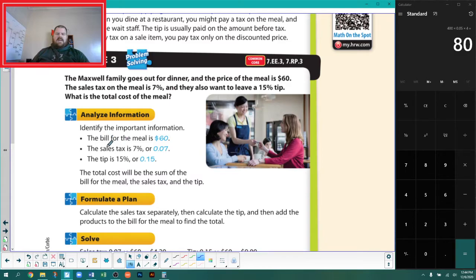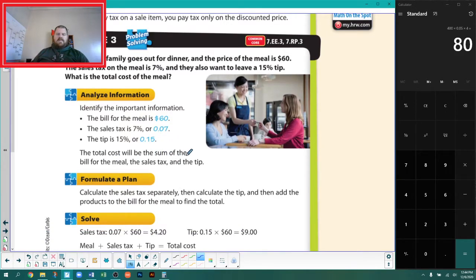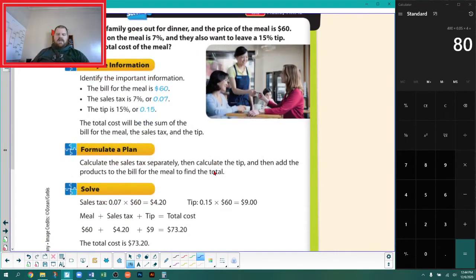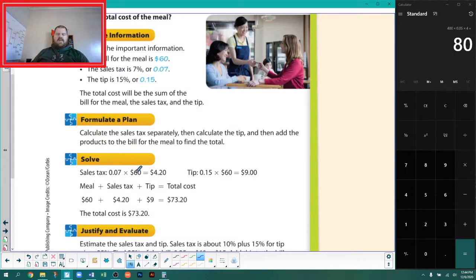So they say that the bill for the meal is $60, the sales tax is 0.07, and the tip is 0.15. The total cost will be the sum of the bill, the sales tax, and the tip. So again, we figure all those out separately. The tip you figure out before you apply the sales tax, and you're not taxed on the tip.